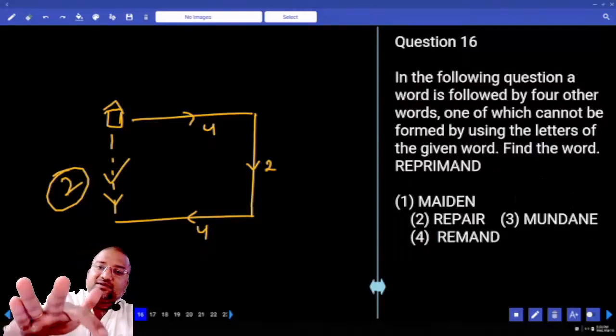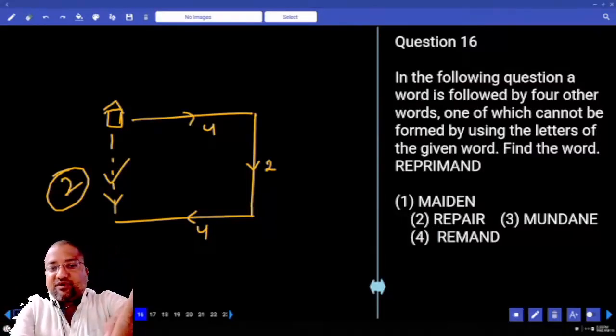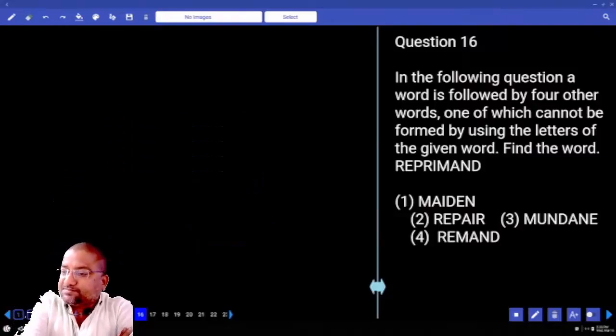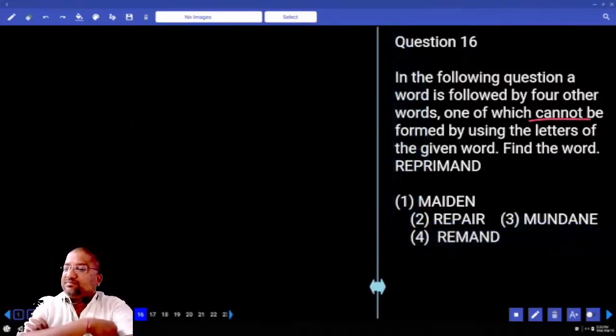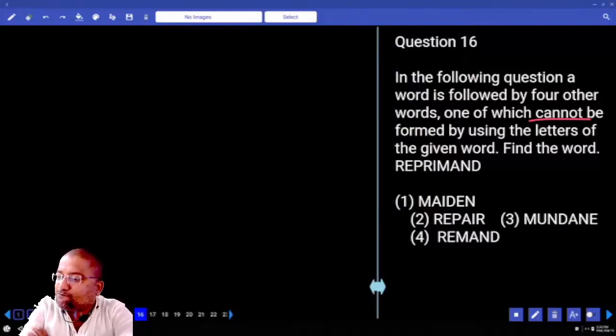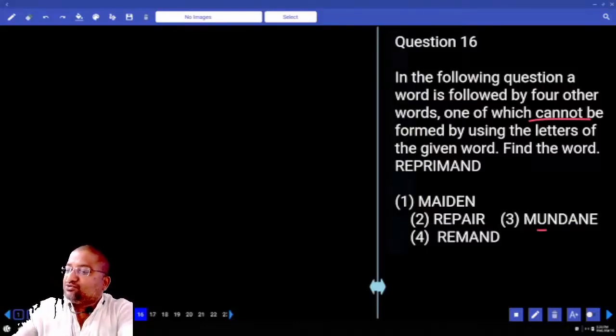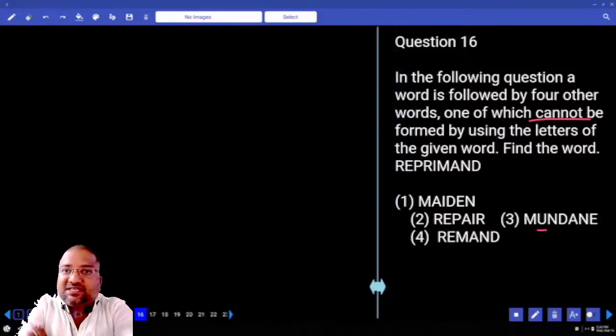16. Now this is a question on can be formed or cannot be formed. Cannot be formed. Fine. Let's see. Reprimand. Made in. Repair. Mundane. No, because it has U. So which option is my answer? Third option.